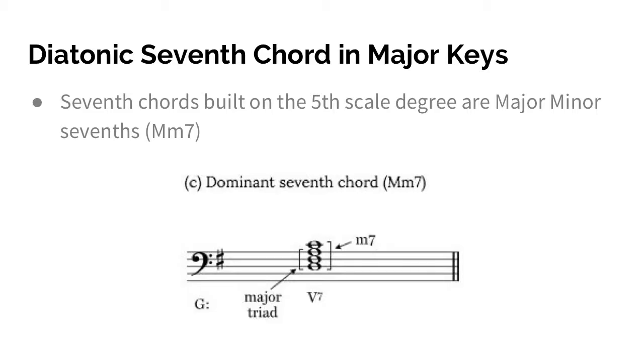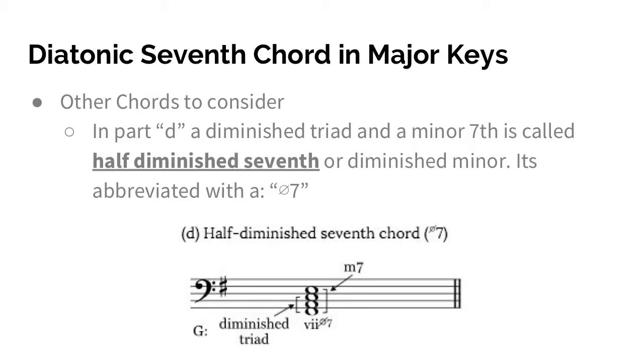All right, the chord that's built on the fifth scale degree is called the dominant 7 chord. This is super important because this is the one that will help us later on in future chapters. The dominant 7th is a major triad with a minor 7th on top of it. And then we have what we call our half diminished 7th chord, which means we have a diminished triad with a minor 7th. And again, you notate it with that symbol.